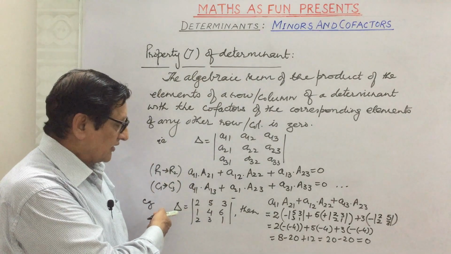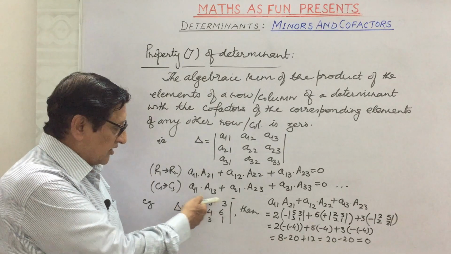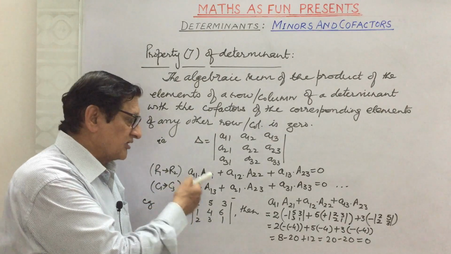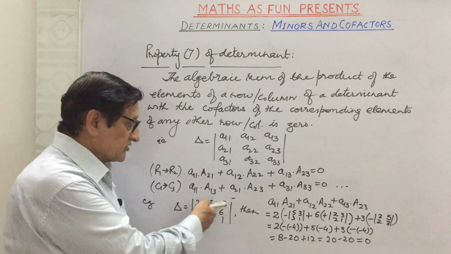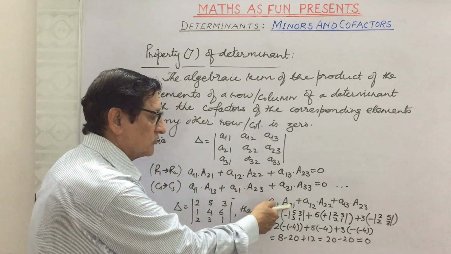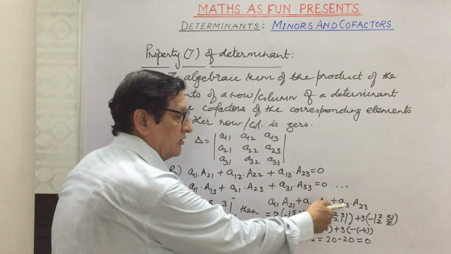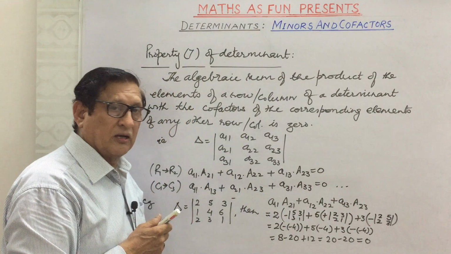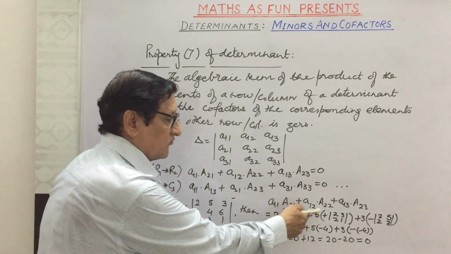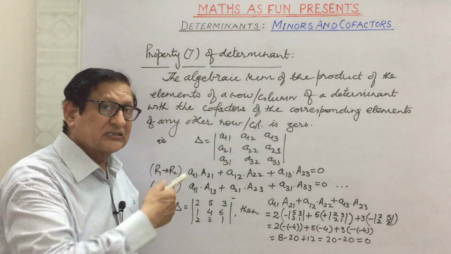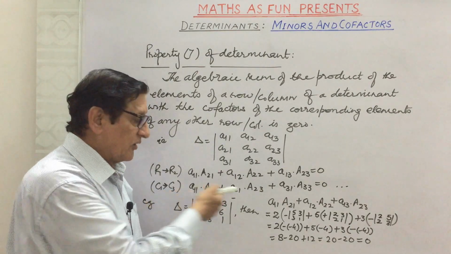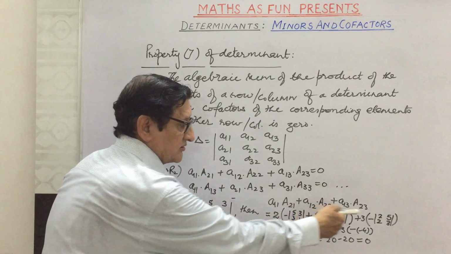Suppose we have a determinant delta, the elements in which are 2, 5, 3, 1, 4, 6, 2, 3, 1. And we want to find the algebraic sum of the products of the elements of the first row with the cofactors of the elements of the second row. That is a11 into A21, a12 into A22, a13 into A23. We know the elements of the first row are 2, 5, 3. So we write here 2 into, plus 5 into, plus 3 into. Then the sign for the cofactors. We have already learned this is minus, this is plus, this is minus. So we put the signs here: minus, plus, minus.